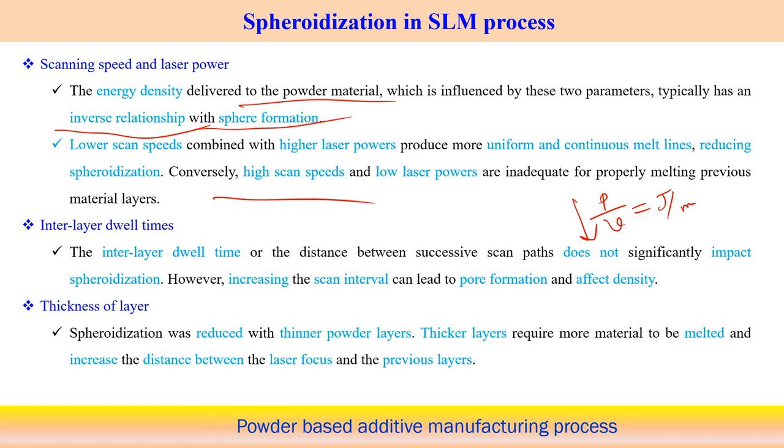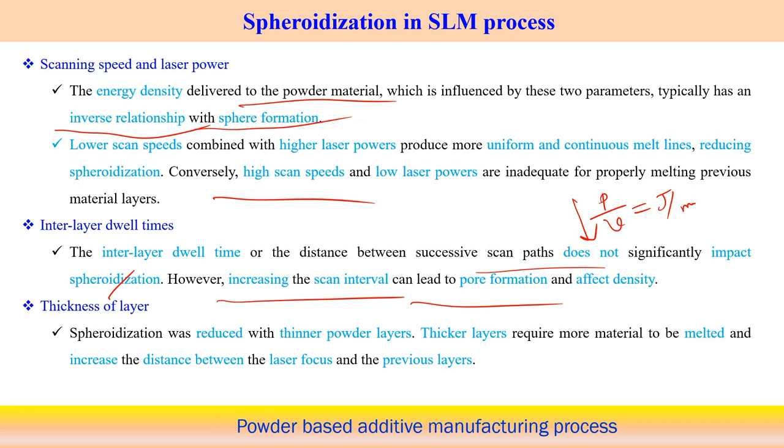Now the third part is the interlayer dwell time, which is the gap between the formation of one layer and the next. The interlayer dwell time, or the distance between successive scan paths, does not have a significant impact on spherization. However, increasing the scan intervals can lead to pore formation and affect the density of the component. So too much scan interval tends to produce pore formation.